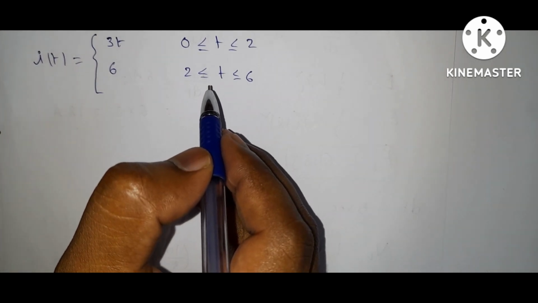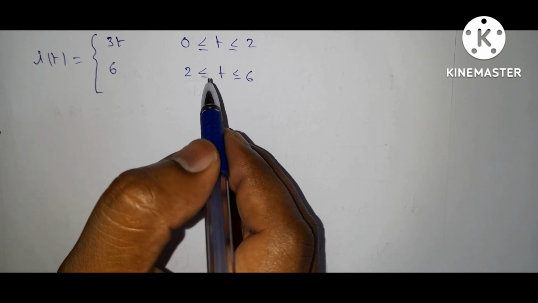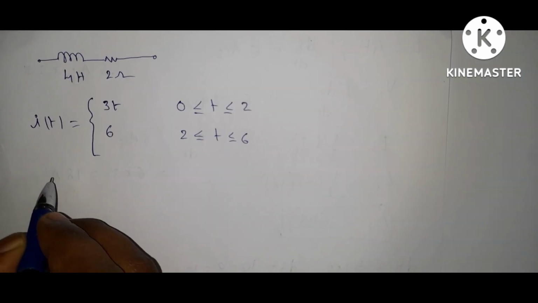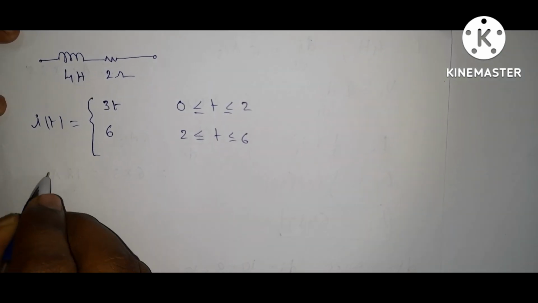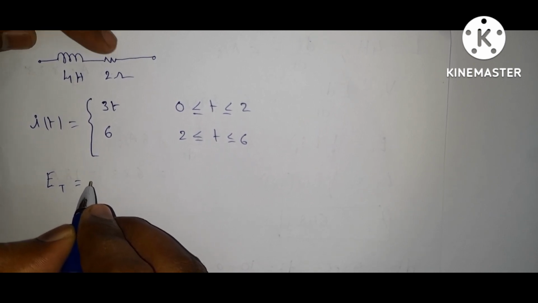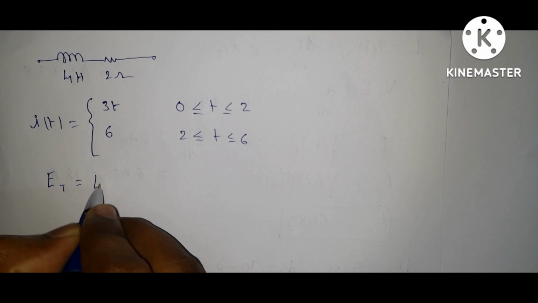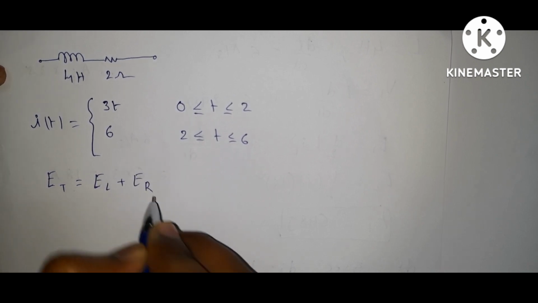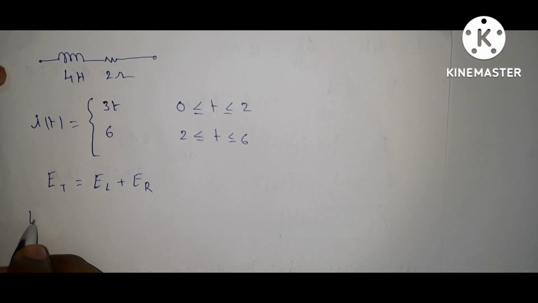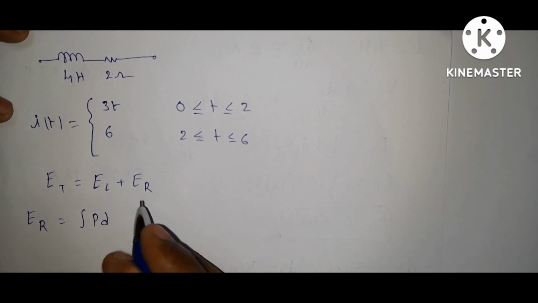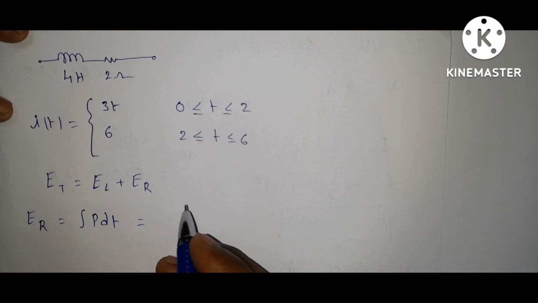Now, determine the energy absorbed by the inductor up to 4 seconds. So here the energy absorbed is the total energy ET, equal to the inductor energy plus the resistor energy, so EL plus ER. What is EL or ER? ER is equal to integral P dt.